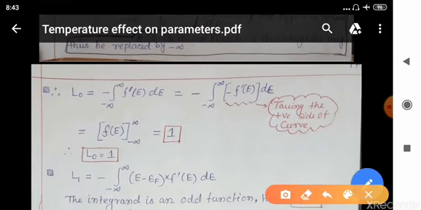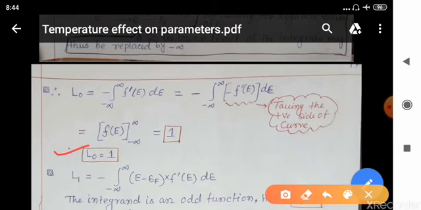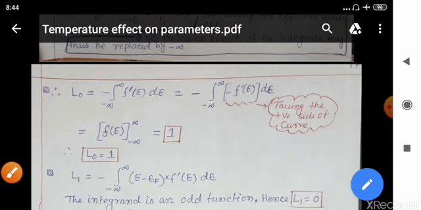Now L0 becomes the integral from minus infinity to infinity of f prime E dE, and to write f prime E on the positive side of the curve, we write it as minus f prime E dE, and it gives you f(E) from minus infinity to infinity, and it is 1, because f(E) is the probability of the energy level E being filled by electrons, and when we take minus infinity to plus infinity, this probability function must be 1. So L0 becomes 1.